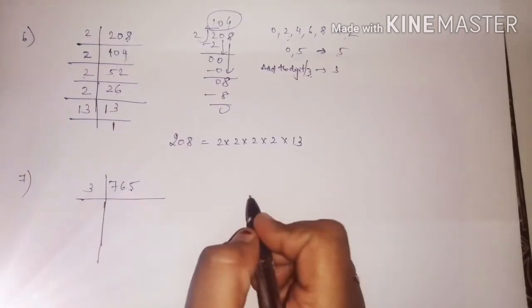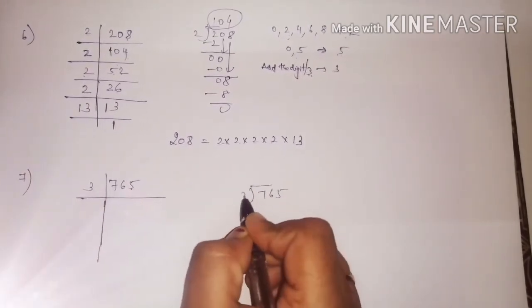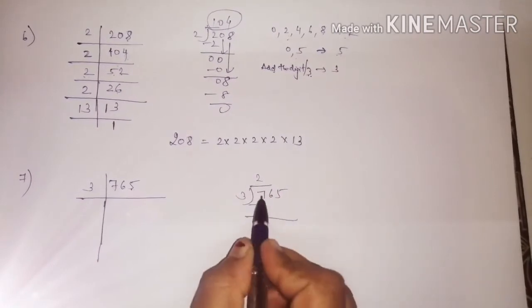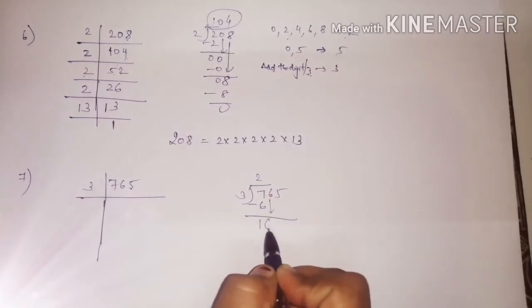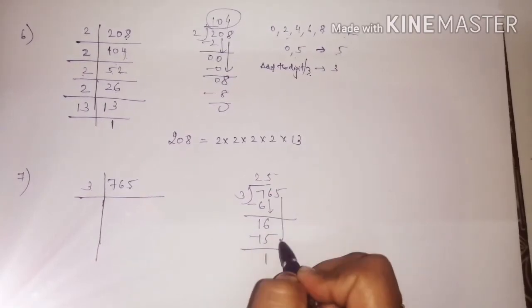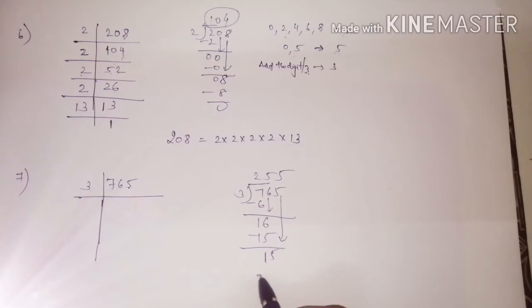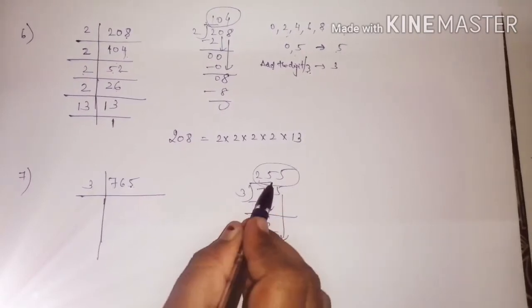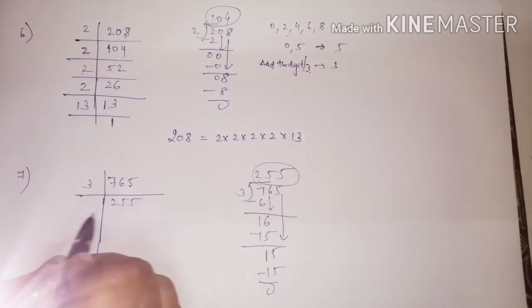So 765 divided by 3. You will divide and write. 3 2s are 6. 7 minus 6 is 1. Take this 6 down. 3 5s is 15. 16 minus 15 is 1. Take this 5 down. 3 5s is 15. So after dividing, what did you get? 255. So you will write it down here.